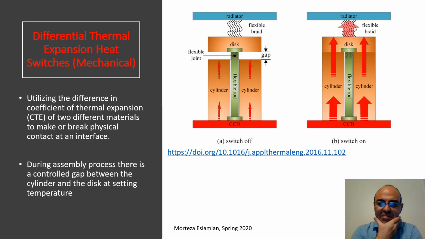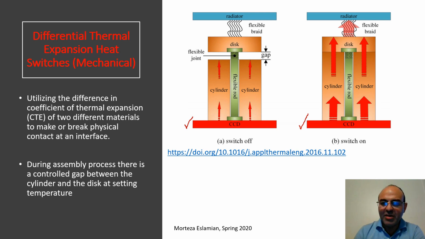This is another type of proposed heat switch based on using differential thermal expansion. So that's the reference and this is the schematic. Let's say at the bottom we have the electronic box, hot plate for both cases. And then it's made of a cylinder with the core part. The core part is a flexible rod of one metal, and then the cylinder is a different metal. So the thermal expansion coefficients of these two metals are different.